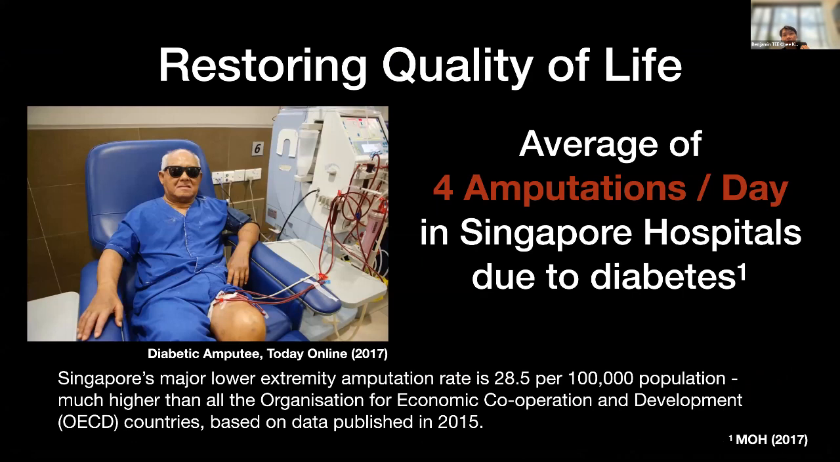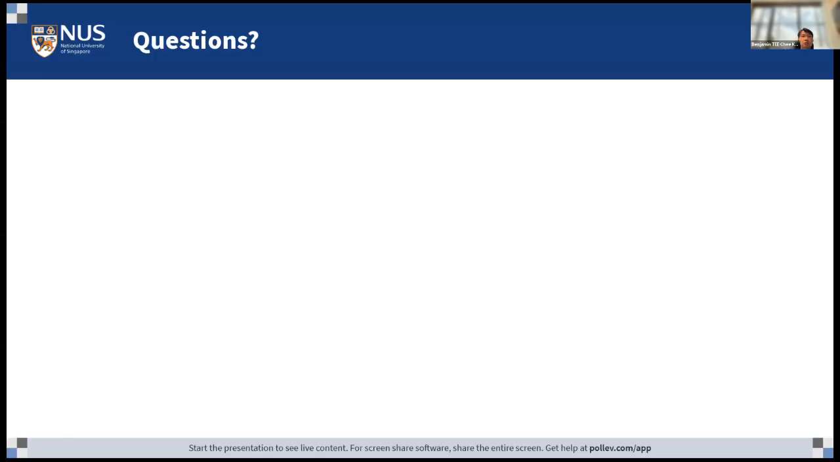Importantly, I think there's a lot of things we can do with soft devices, soft sensing devices. For example, amputation right now is a big problem in many parts of the world. In fact, in Singapore, we have 4 amputations a day. So by the end of today, we have 4 people who have lost a finger or a toe or a limb, just because of diabetes. And so hopefully in the future, we can have technologies that allow them to restore the sense of touch more readily.